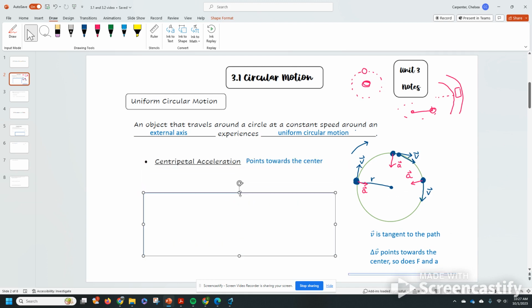So let's define a few things. First one is centripetal acceleration. That's going to point towards the center. And I'm going to give you a new equation for centripetal acceleration. It's going to be a lowercase a with a c subscript for centripetal, and it equals our speed squared divided by our radius. So v is our speed in meters per second. r is the radius in meters.